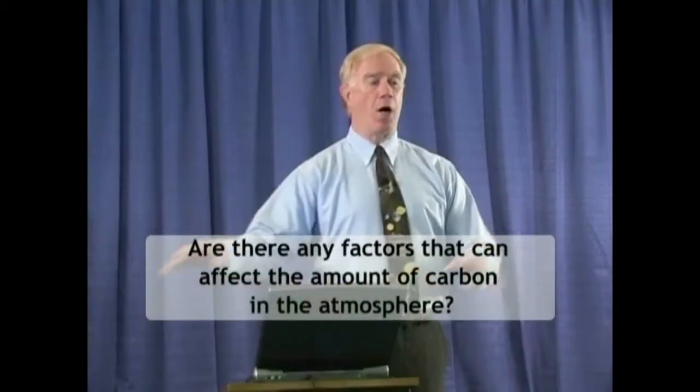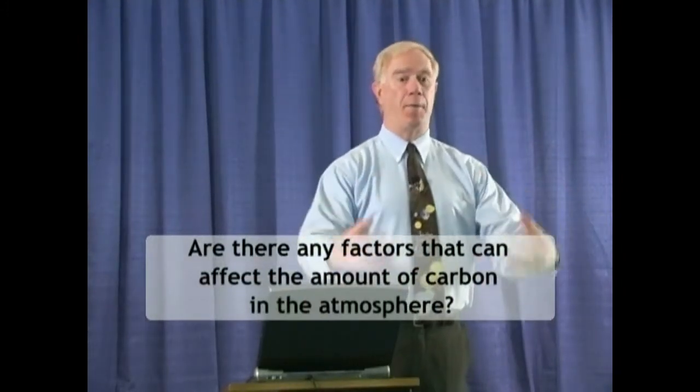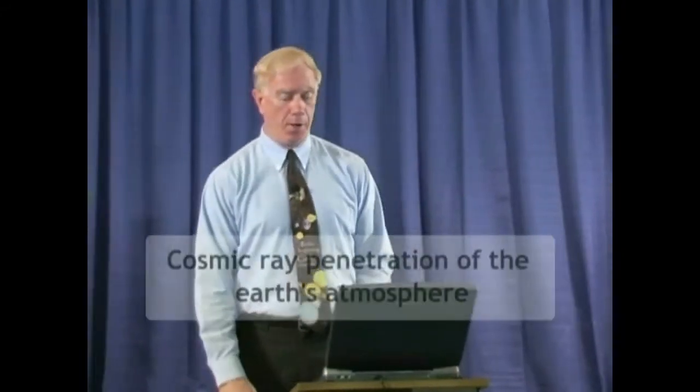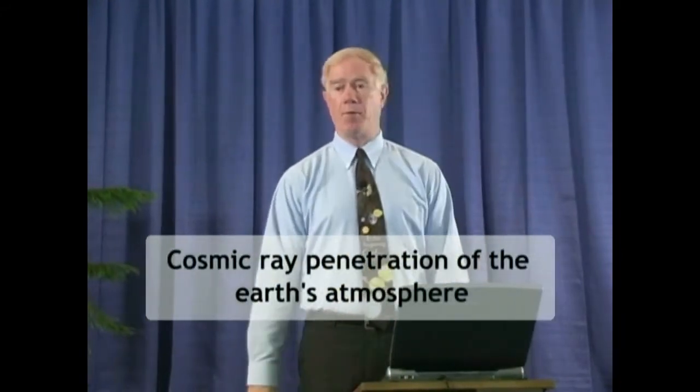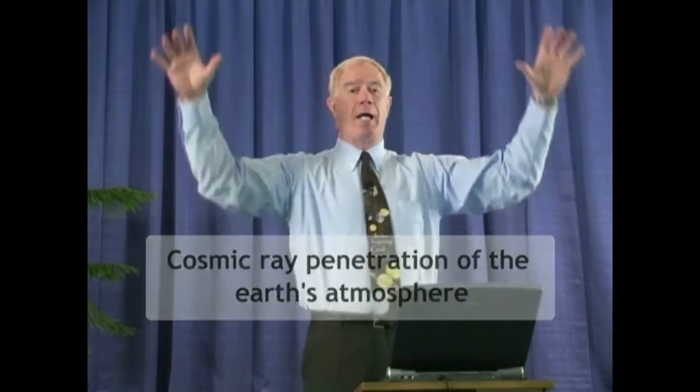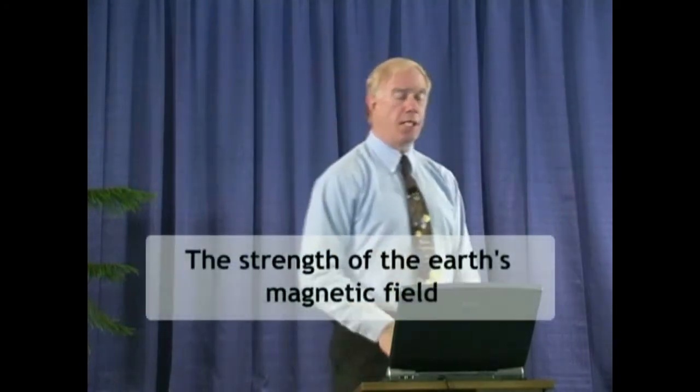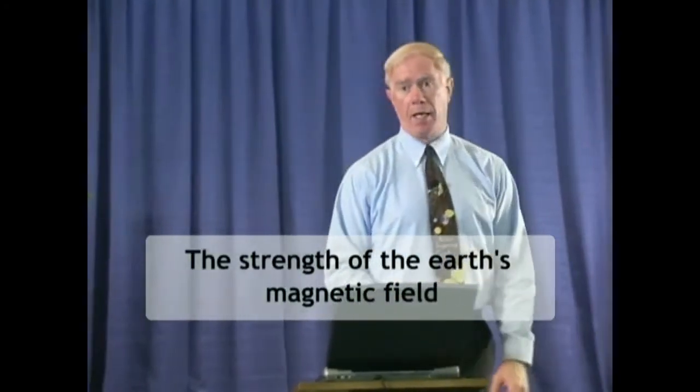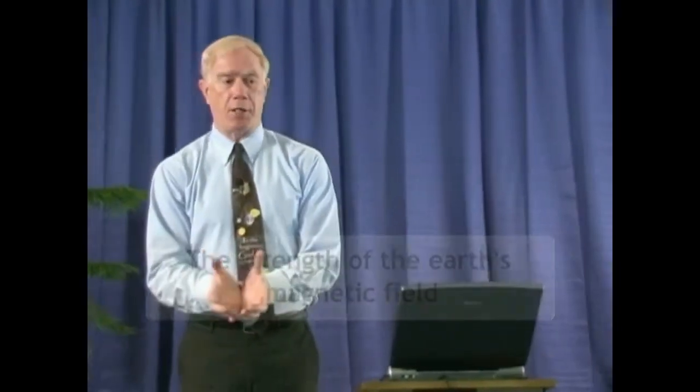Now, we know the production rate is much faster than it's being removed, but are there any factors that could affect the production rate? And yes, there are. Factors that could affect the production rate include cosmic ray penetration of the Earth's atmosphere. In other words, if there's something out there that affects the amount of cosmic rays striking the upper atmosphere, that would change the amount of carbon-14 being produced. The strength of the Earth's magnetic field would affect that, because we have a magnetic field around this Earth that protects us. And if that is getting weaker and weaker, then more cosmic rays can enter, producing more carbon-14. And in fact, the magnetic field is decaying.